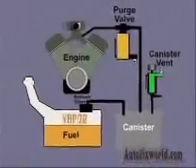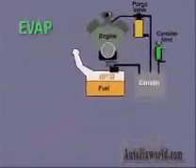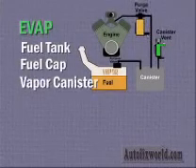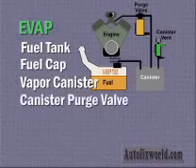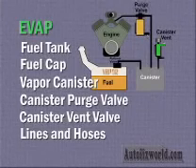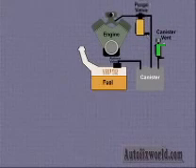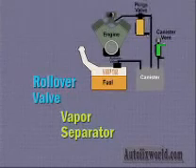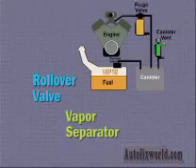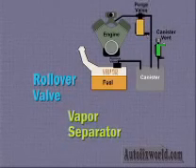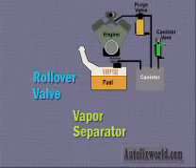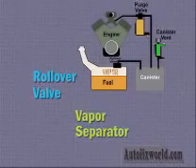The evaporative emission system, sometimes abbreviated as EVAP, consists of the fuel tank, fuel cap, vapor storage canister with activated charcoal, canister purge valve, canister vent valve, and all interconnecting lines and hoses. Fuel tanks are also fitted with some type of rollover valve to prevent fuel leakage in the event of a vehicle going wheels up in an accident. A separate fuel vapor separator may be installed that allows vapor to reach the canister but blocks liquid fuel that would damage the canister's activated charcoal filler.